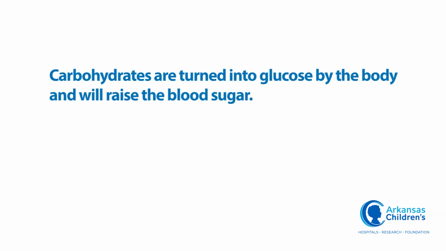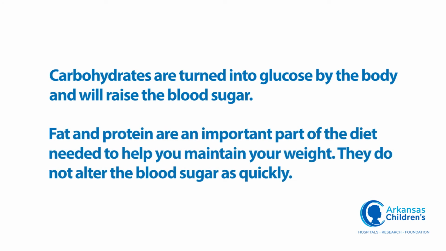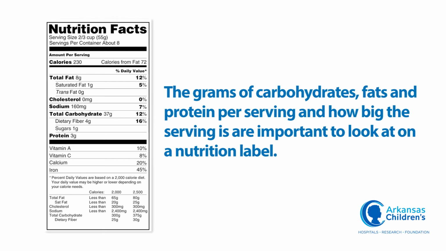Carbohydrates are turned into glucose by the body and will raise the blood sugar. Fat and protein are an important part of the diet needed to help maintain weight. They do not alter the blood sugar as quickly. The grams of carbohydrates, fats, and proteins per serving, and how big the serving is, are important to look at on a nutrition label. A nutritionist can help you formulate a plan specific to your child's needs.